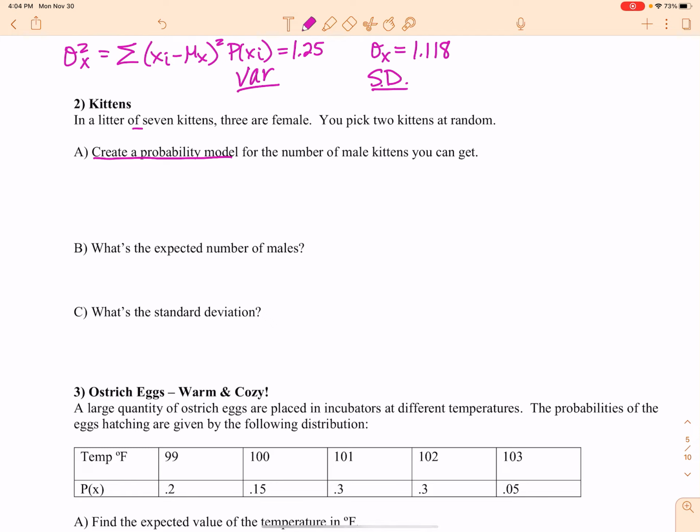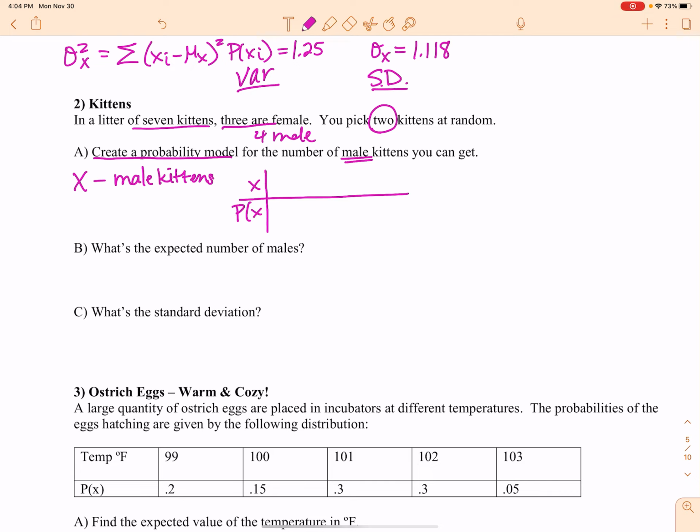So we have a litter of 7 kittens. 3 are female, that means 4 are male. You're going to pick 2 kittens at random. We're creating a probability model for the number of male kittens. So I'm going to define X. That's going to be my variable, all right? I am going to name it or call it male kittens because my probability distribution model is going to be about male kittens because that's what I was asked to find.